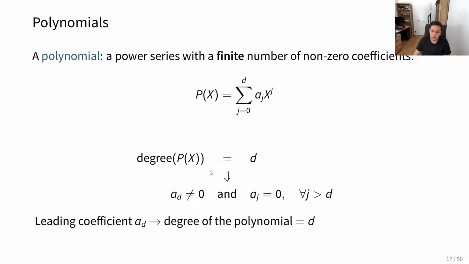But we also want for this property, for the degree being d, that every coefficient for larger powers, so x to the power of d plus 1, for example, is 0. Then we have a polynomial of degree d. So the leading coefficient essentially gives the degree of the polynomial. This is only a property of a polynomial.